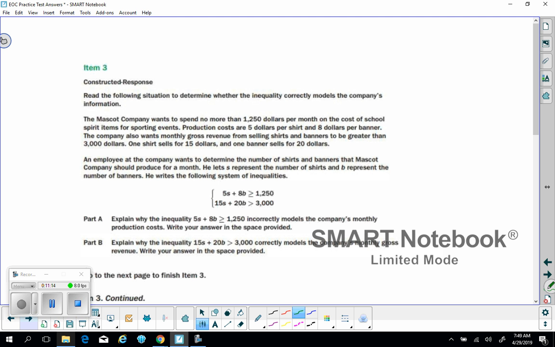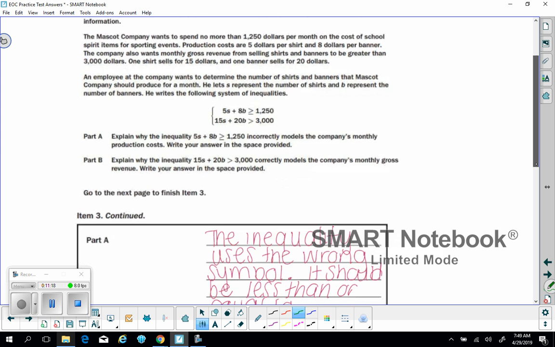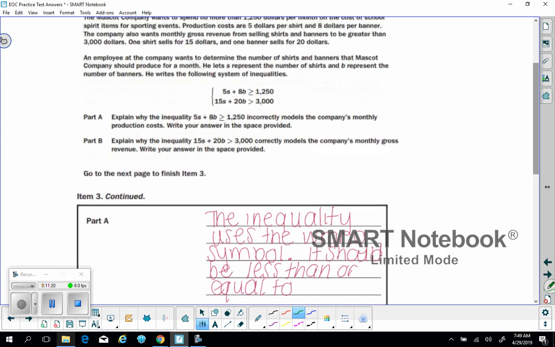For the next one, this is a lot of words, and it can be really intimidating, right? But go ahead and skip to part A, and it says, explain why the inequality incorrectly models this situation. It tells you that it's wrong. You just have to figure out why it's wrong.